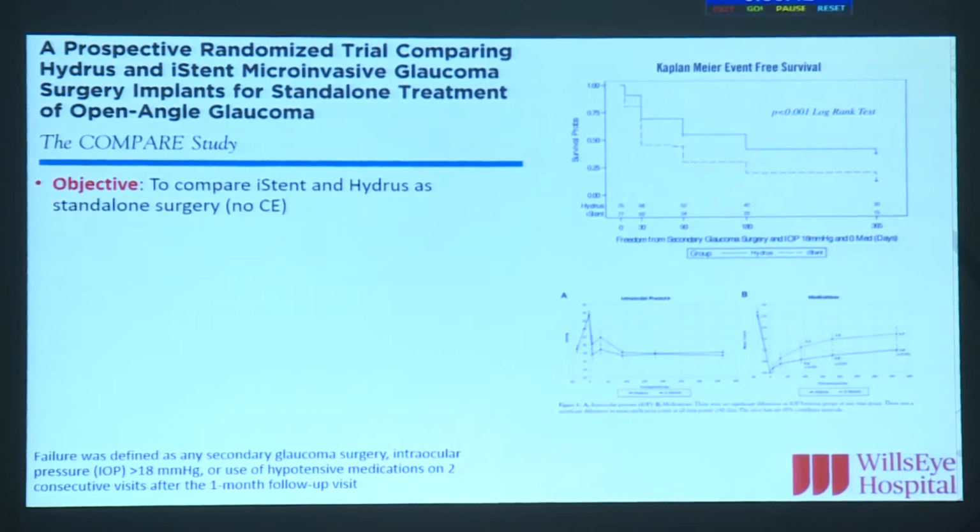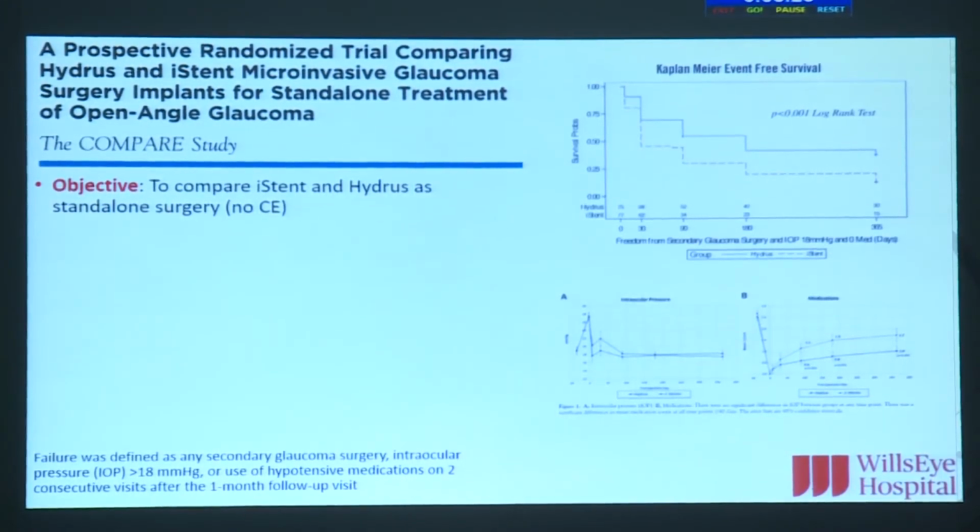So the Hydrus microstent is currently only implantable along with cataract surgery in the United States. So insurance will not reimburse you unless you do cataract surgery as well. So the next step in MIGS for these canal-based devices is testing to see whether or not they have any improvement in IOP just as standalone procedures.